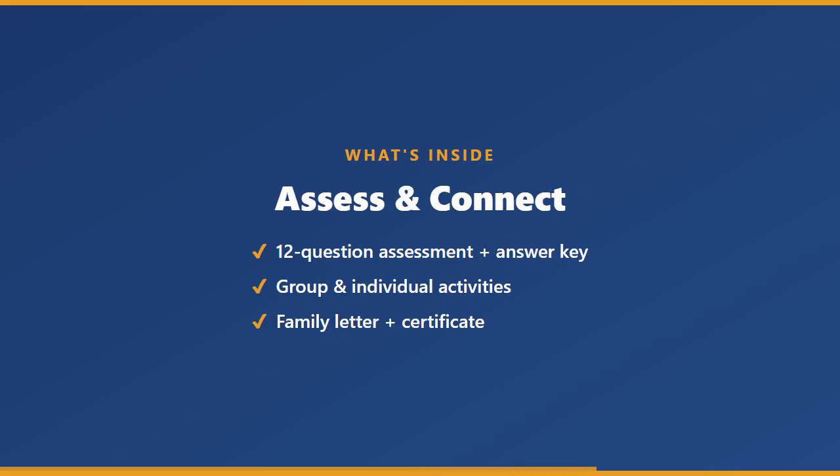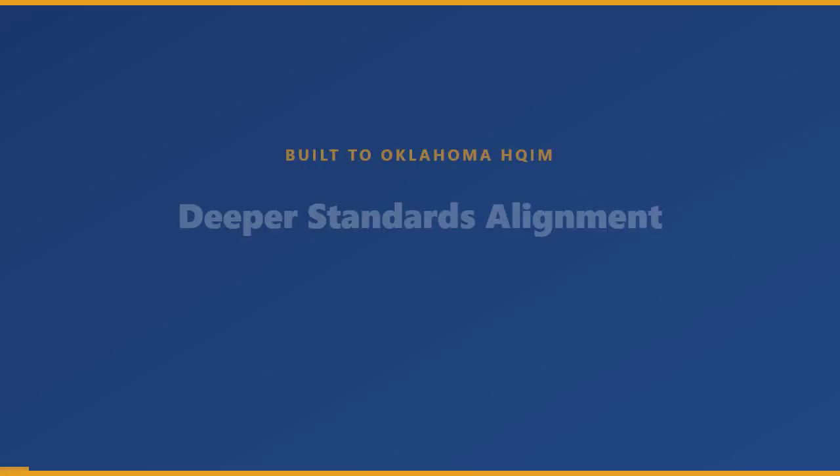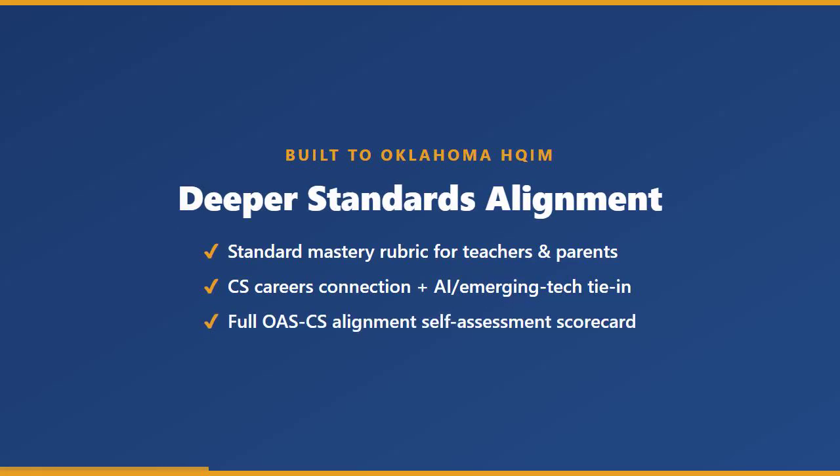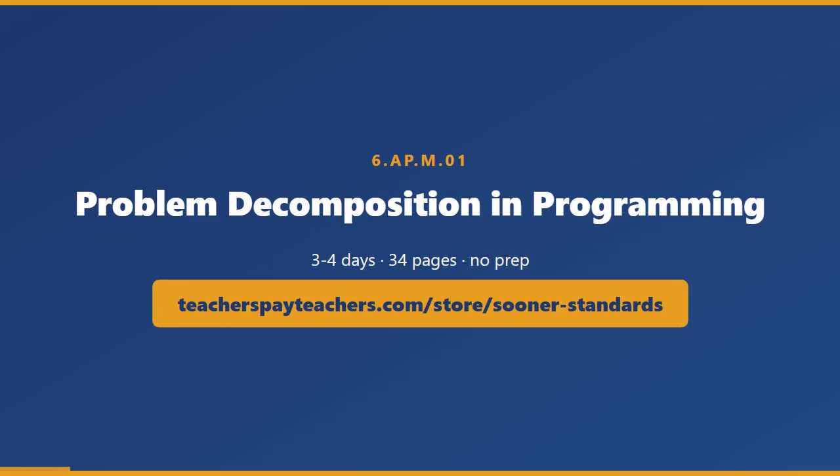connection, and an AI connection, all built to the Oklahoma HQIM rubric, plus a 12-question assessment with answer key, group and individual activities, vocabulary puzzles, a family letter, and a certificate of achievement. That's 3 to 4 days of no prep, HQIM-aligned instruction across 34 ready-to-print pages.